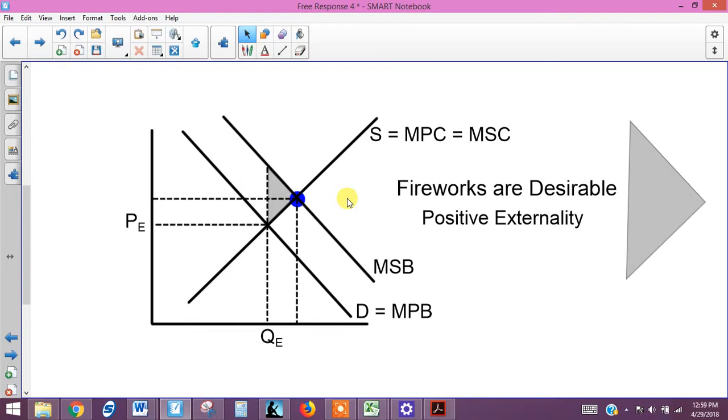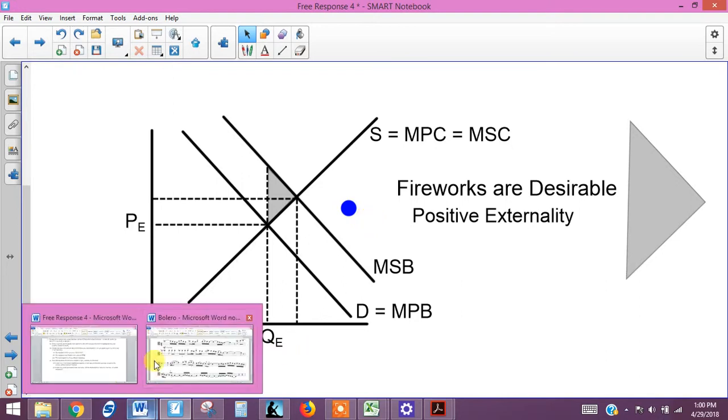And you can also say that the whole concept here is that there's benefit not just to the purchasers or the consumers of the fireworks. This curve right here is the benefit of the actual buyers. This benefit right here adds on the benefit of the neighbors who didn't buy them but are still enjoying them. Okay? That's the concept behind all that.